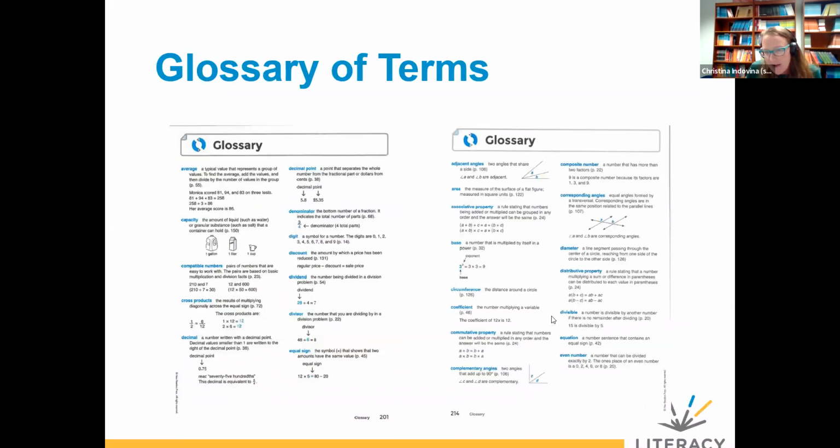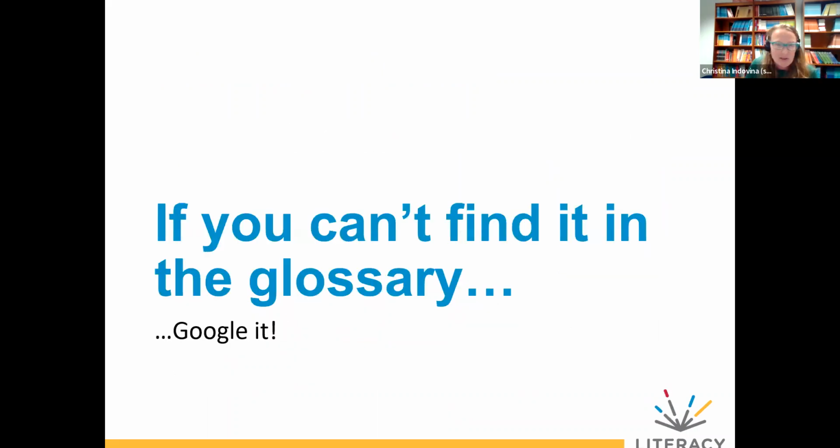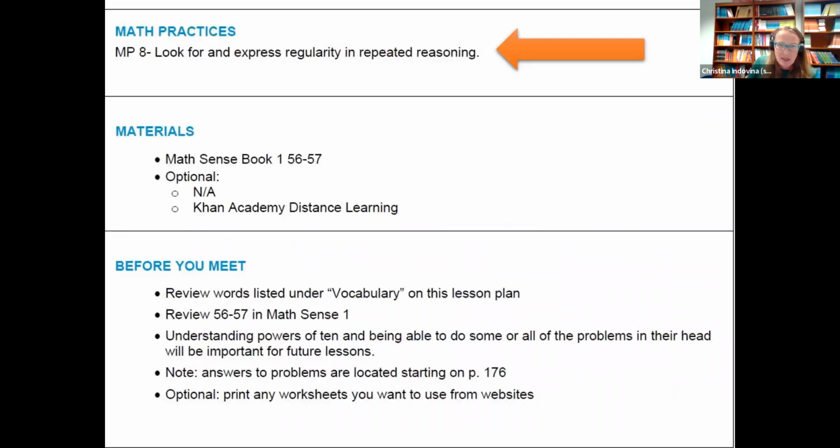If you flip to the back of Math Sense 1 and Math Sense 2, there are these glossaries. It doesn't include everything. You may find stuff in Math Sense 2 that assumes the student understands, and it's not listed because maybe it was defined in Math Sense 1. So again, you may just have to go and Google it, and there's lots and lots out there.